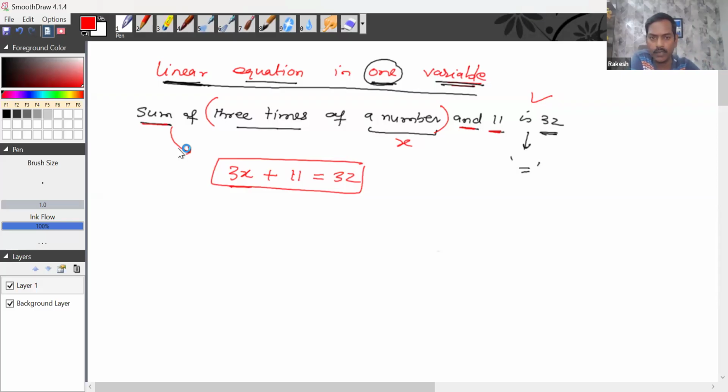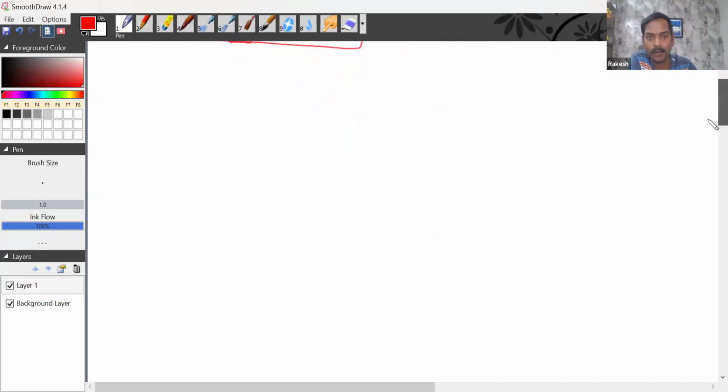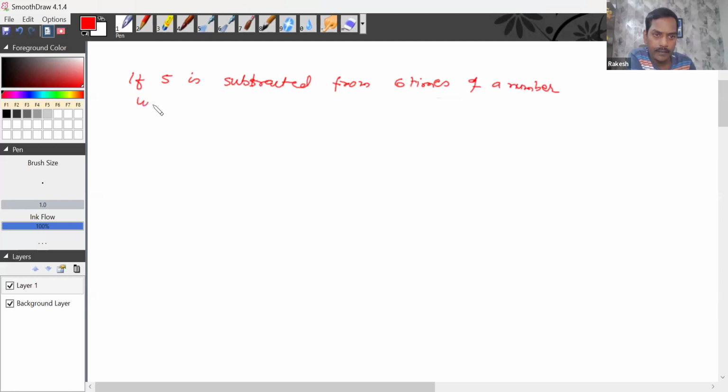Let's take a few more examples so that you understand it clearly, because this is the most important thing. As I said, I'm repeating it because the objective of this session is to make you understand how to convert statements into mathematical statements. So I'm writing some other thing, right? If 5 is subtracted from 6 times of a number, we get 7, right?